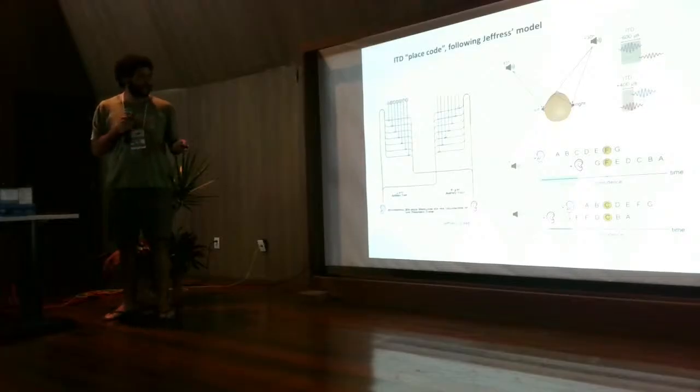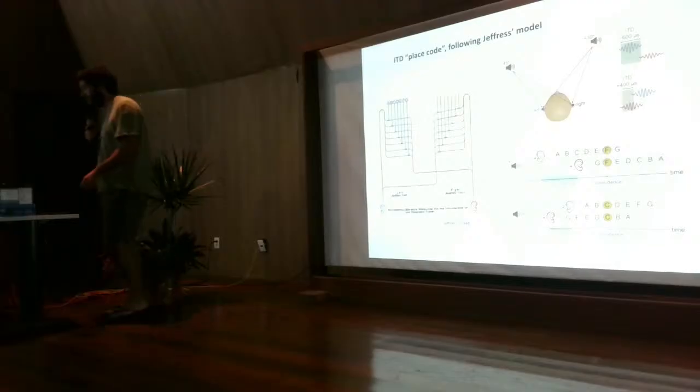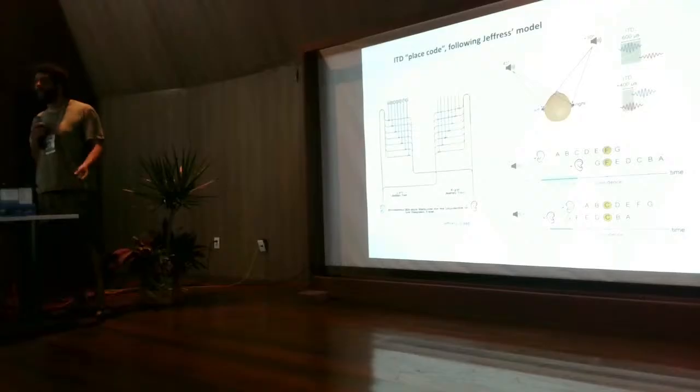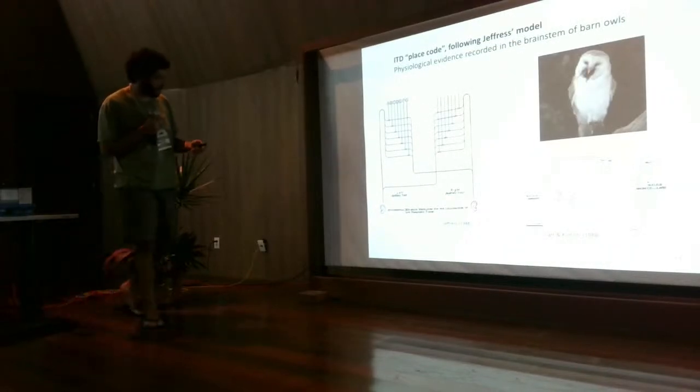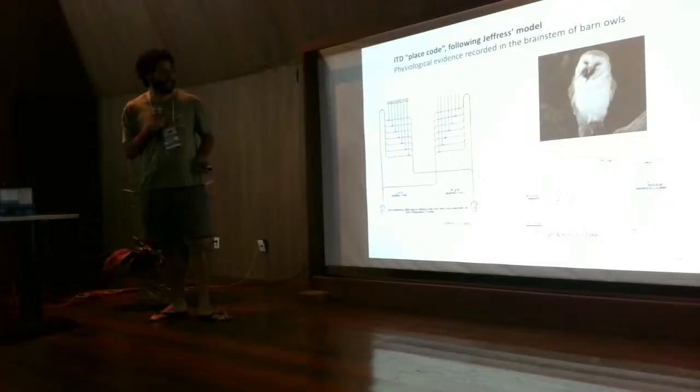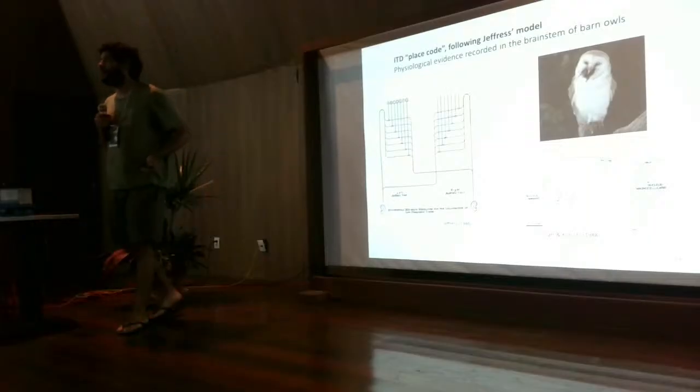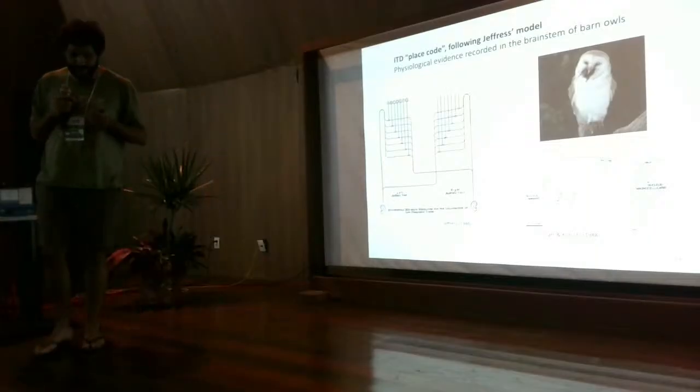Okay? So neuron F would be coding for location minus 45 degrees, and neuron C would be coding for 30 degrees. Right? Very beautiful, but is there any physiological evidence for this, right? And in the 80s, they found exactly this circuit in the owl, right? So it became something super interesting, right?